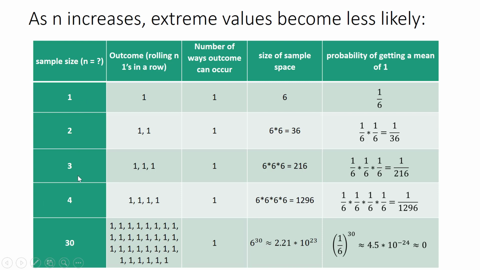So for example, let's say if I have a sample size of 3 and I want to get an average of 1. Well, that means I have to roll 3 ones in a row, so the probability of that is much less. It's only 1 over 216. If I have a sample size of 4, then I'd have to roll 4 ones in a row, which is 1 over 1296. That's the probability of getting 4 ones in a row. And as you can see, once we reach n equals 30, which is what the central limit theorem requires, the theoretical probability of getting 30 ones in a row is almost 0.